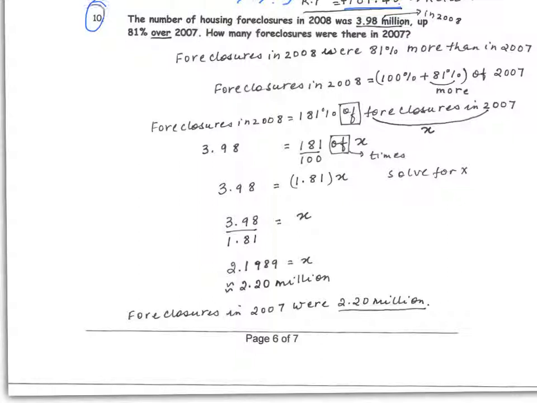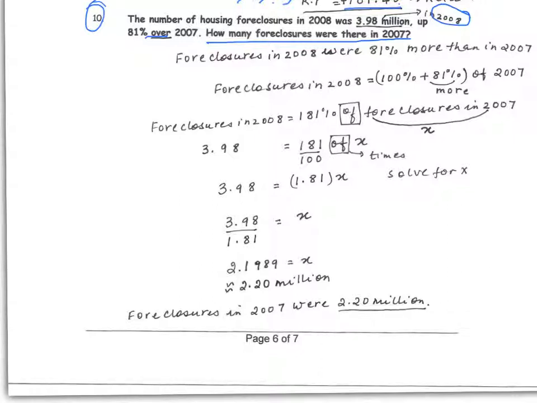So the next problem, problem 10. The number of housing foreclosures in 2008 was 3.98 million. So that's the number of foreclosures in 2008, up 81% over the year 2007. So the foreclosures in 2008 were 3.98 million, 81% more than the foreclosures in 2007. So we need to calculate how many foreclosures there were in 2007.